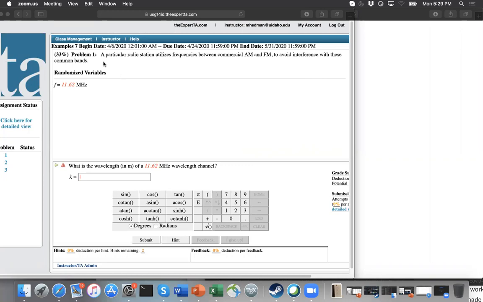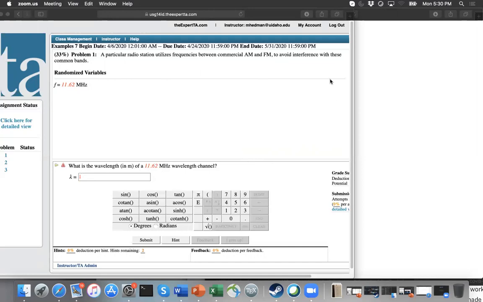So for this first problem, we are told a particular radio station utilizes frequencies between commercial AM and FM to avoid interference with these common bands, which is phrased badly because it's basically saying that this frequency, 11.62 megahertz, is between AM and FM radio frequencies. So the question, which is straightforward enough: what is the wavelength in meters of an 11.62 megahertz wave?